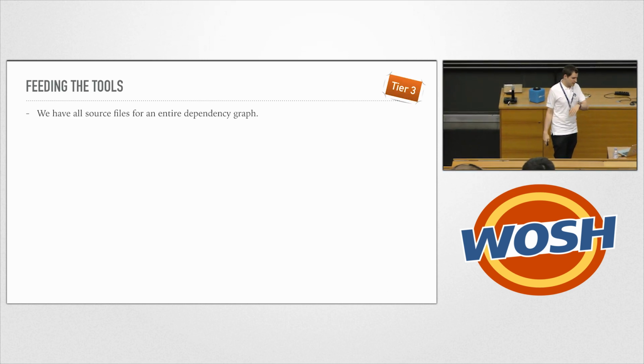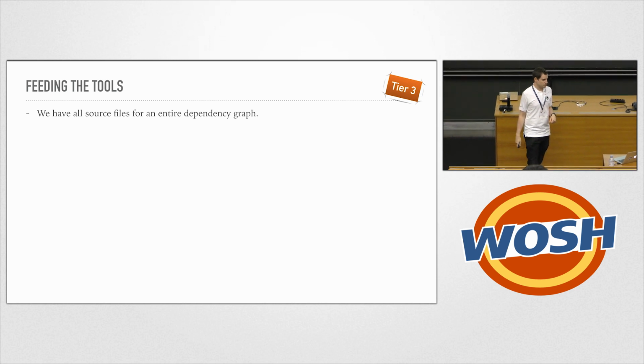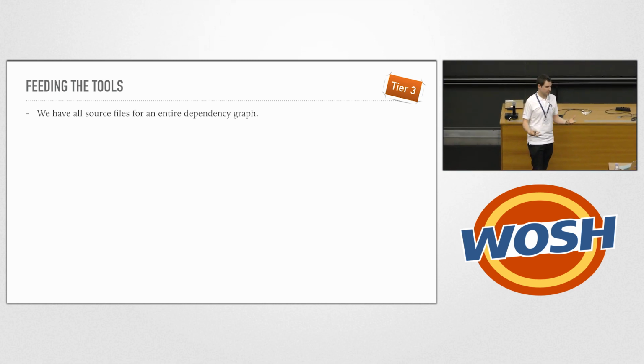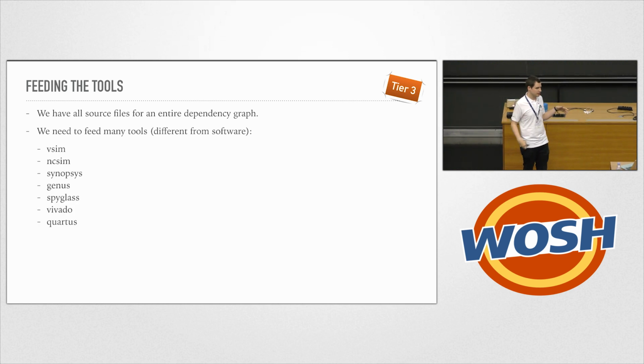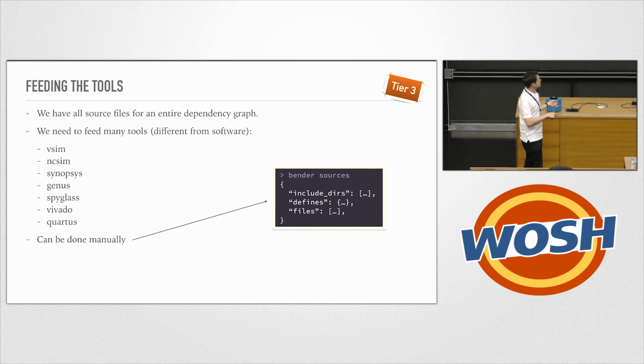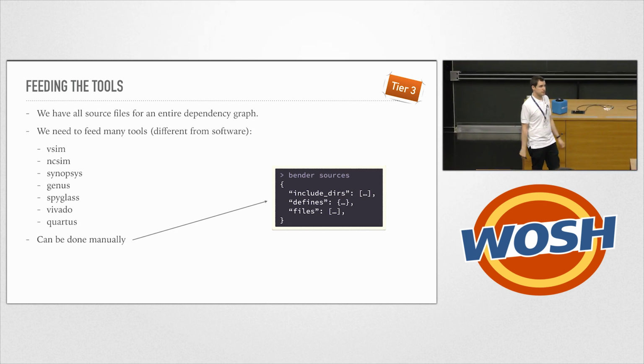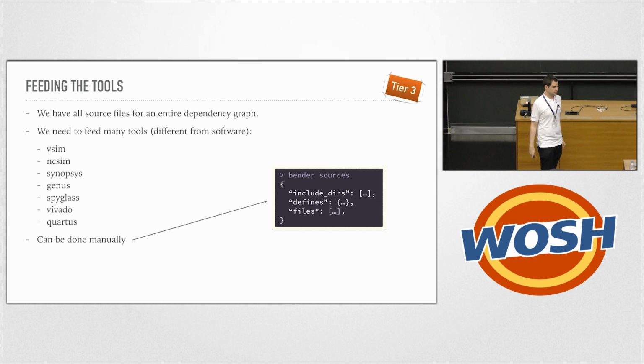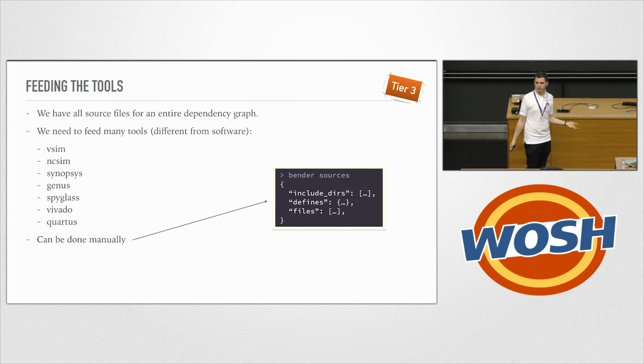So as a last step, just quickly glossing over this, you can also have Bender feed the tools. We now have all the source files in the dependency graph. We have the dependency graph itself, but now we need to feed all these tools: vsim, Vcs, the Synopsys toolset, Cadence, etc. So you can do this manually. You can call bender sources. It will give you a JSON representation of your build tree, and you can feed this into your tools if you feel like it.